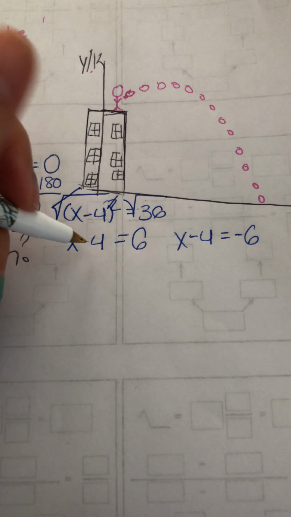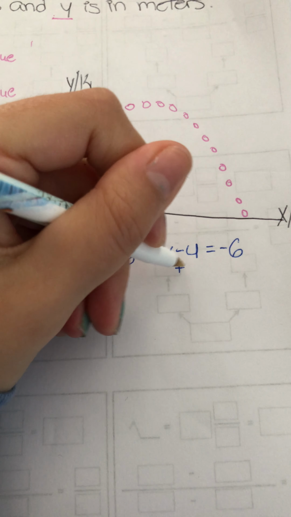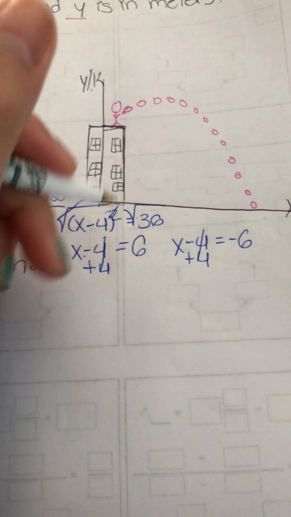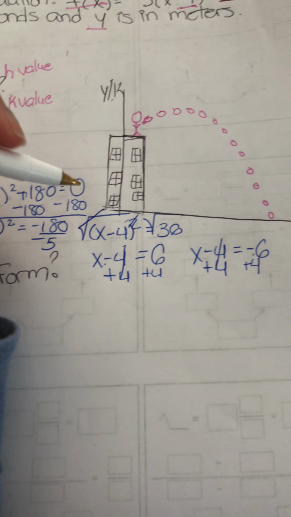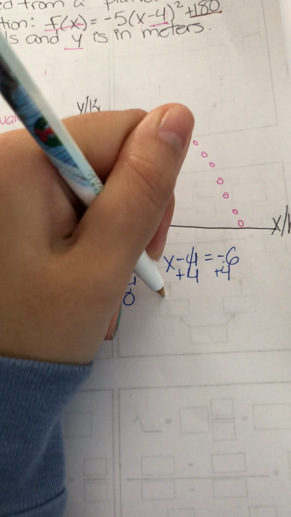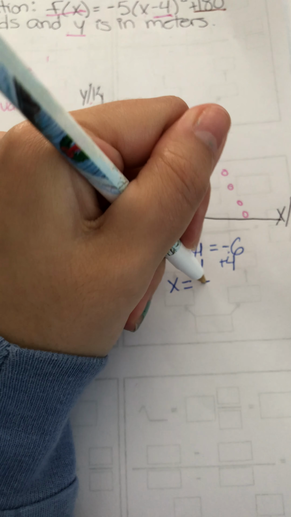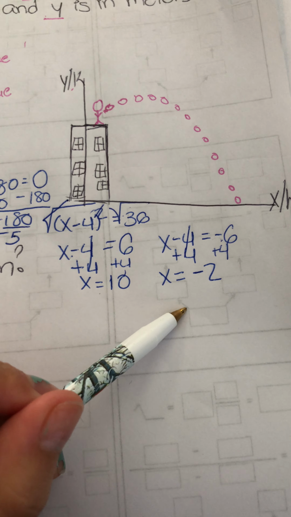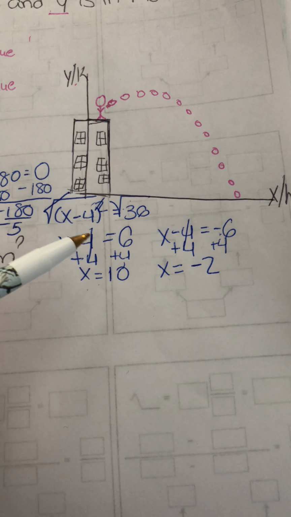My last step is to solve for x to find the roots. To solve for x, you need to add 4 to both sides to get the x alone. In this case, x is equal to 10, and x is equal to -6 plus 4, which makes -2. Now you have to find the difference, or the subtraction, between 10 and -2.